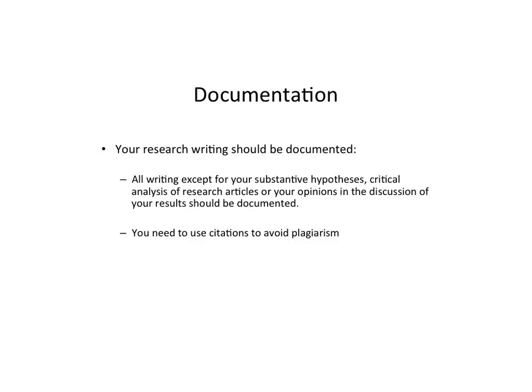Now, here's more of the APA documentation. We need to make sure that, except for your hypotheses and some of your critical analysis, pretty much your entire paper should be documented because it's going to come from other sources. So you need to make sure you use citations to avoid plagiarism. I don't want you quoting in this paper. You're not allowed to use any quotations, but you are going to be paraphrasing other people's work. And when you paraphrase other people's work, you are required to cite them.